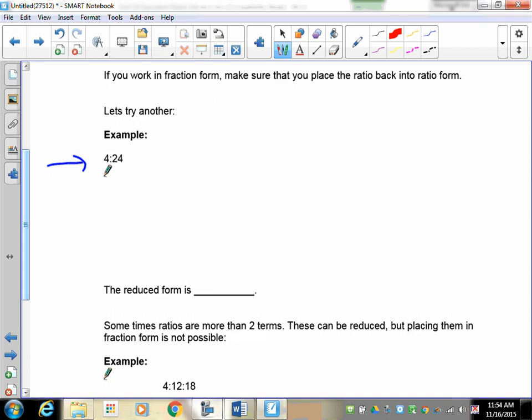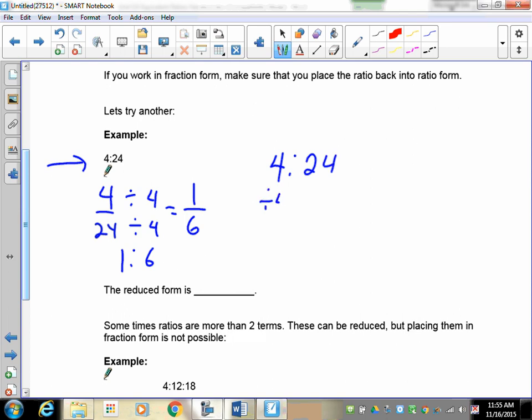All right, you should have paused and be back by now. 4 to 24, we have two options here. I can treat it like a fraction and divide it into each one. I notice a 4 goes into both of them. 4 divided by 4 is 1. 24 divided by 4 is 6. So there is one way. Now put it back into its ratio form. The other option is to treat it like a ratio and just keep it in ratio form, but do your dividing here. And then that becomes 1 to 6.